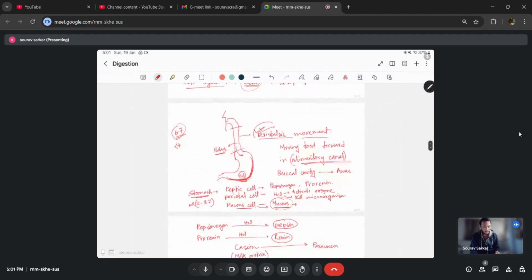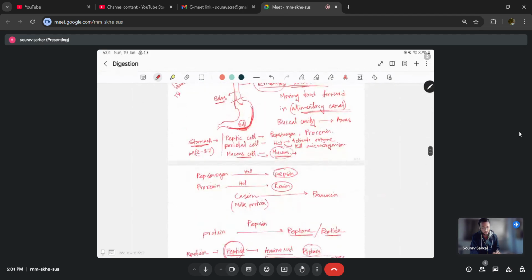We learned about the peristalsis movement. In the stomach, there are three cells: peptic, parietal, and mucous cell. The peptic cell will release pepsinogen and prorenin. Pepsinogen will create pepsin, and prorenin will create renin. Renin is only for infants and not for adults, while pepsin is for both adults and infants.